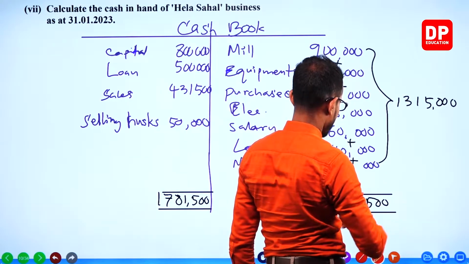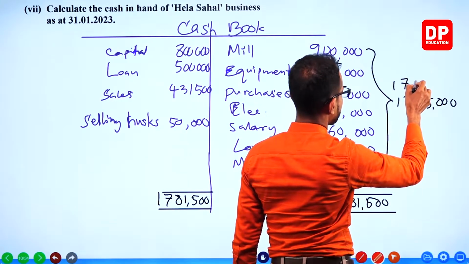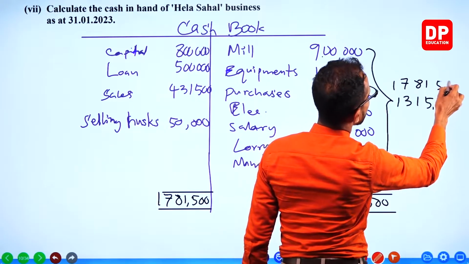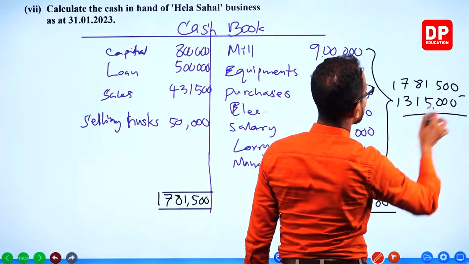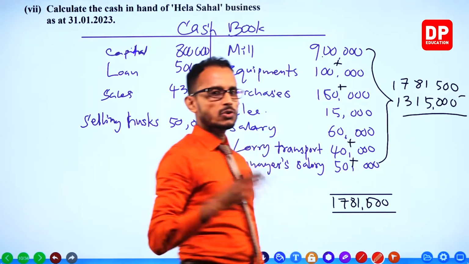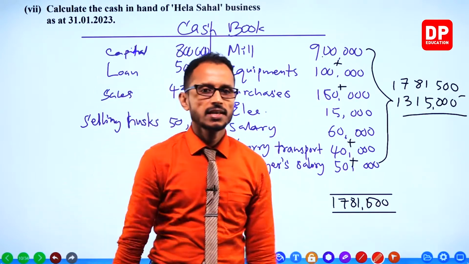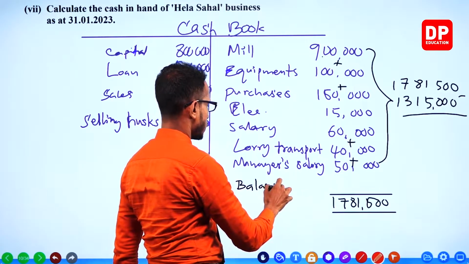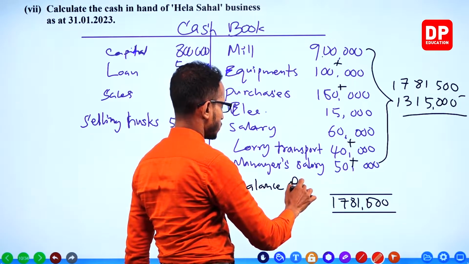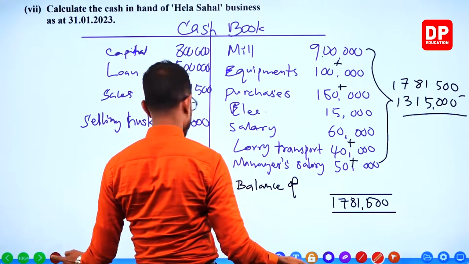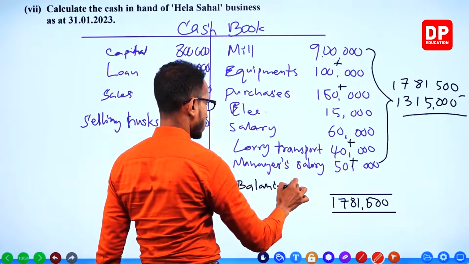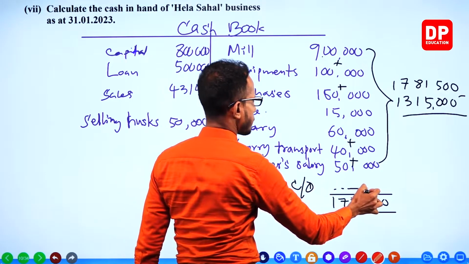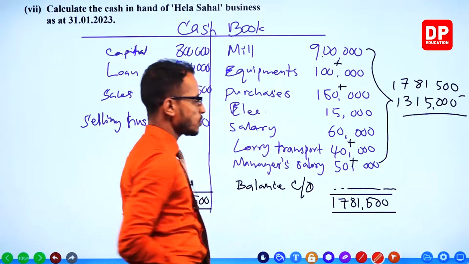Okay, so let's subtract now. Do your calculation, you get the cash in hand. Put it here. Don't write balance of cash. Write balance carried down. That is your balance of cash.